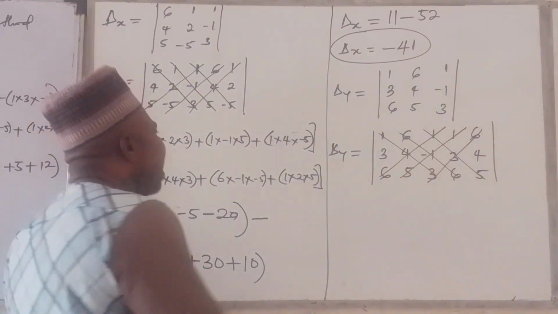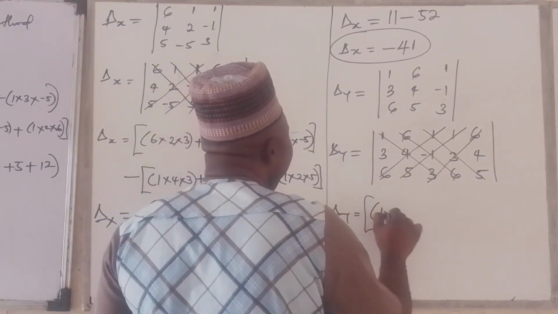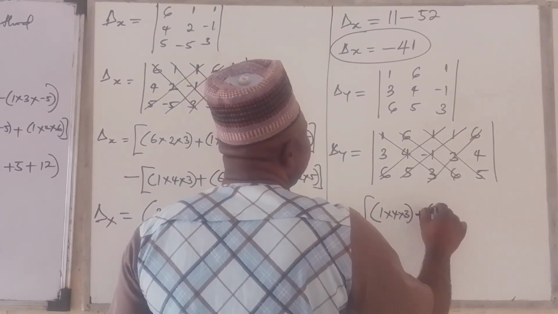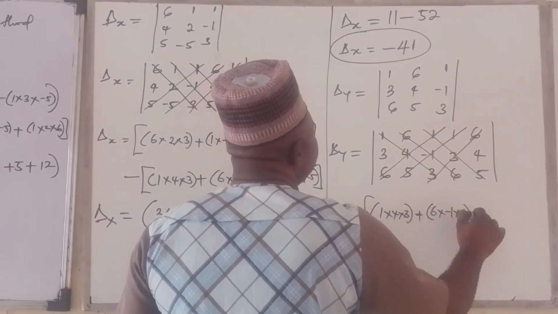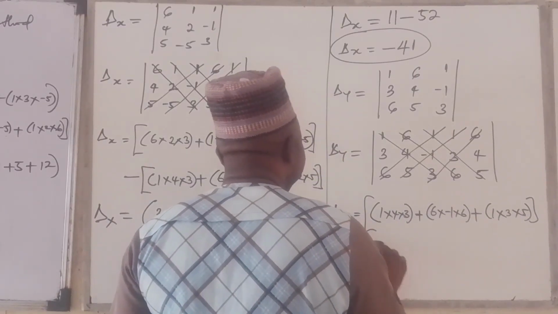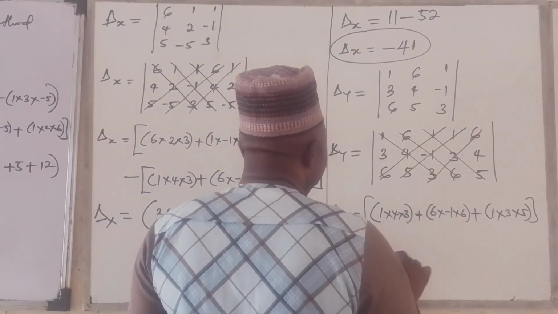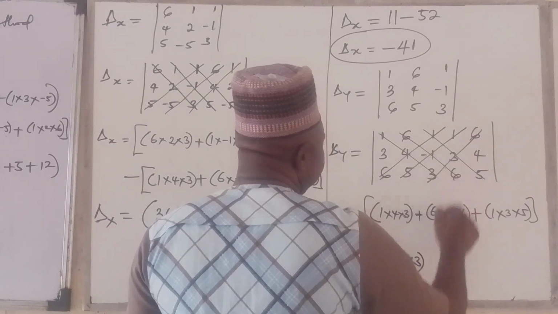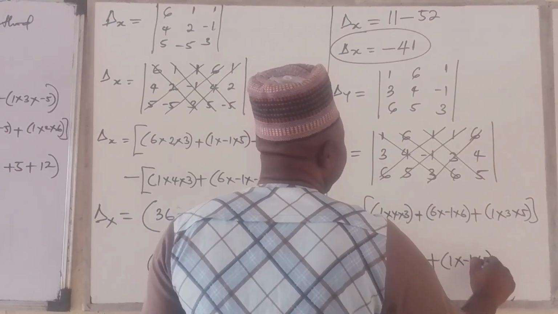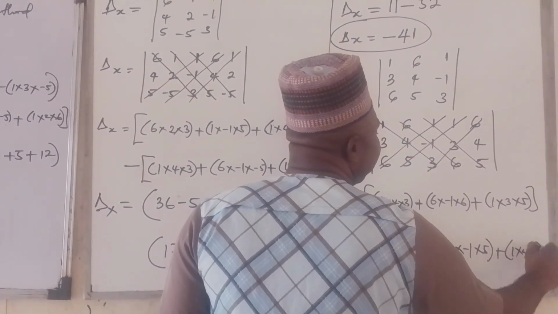So it means the determinant of y will be equal to, let's start with this: 1 times 4 times 3, plus 6 times minus 1 times 6, plus 1 times 3 times 5, the whole of this. Then less this one, that is the minor diagonal: 6 times 3 times 3, plus 1 times minus 1 times 5, plus 1 times 4 times 6.